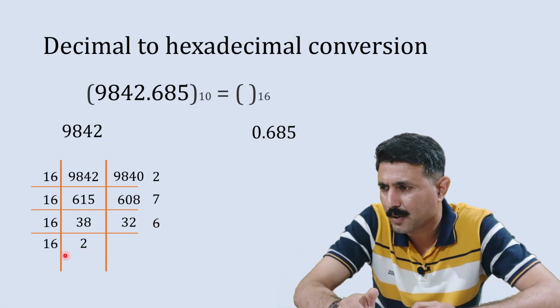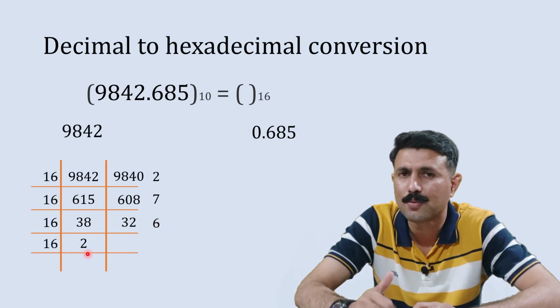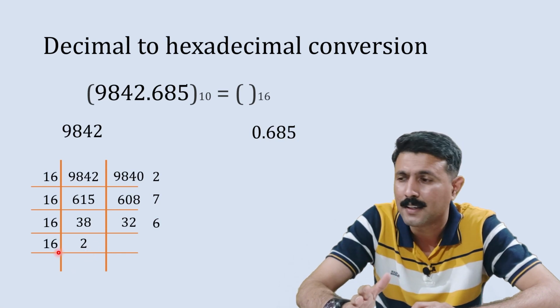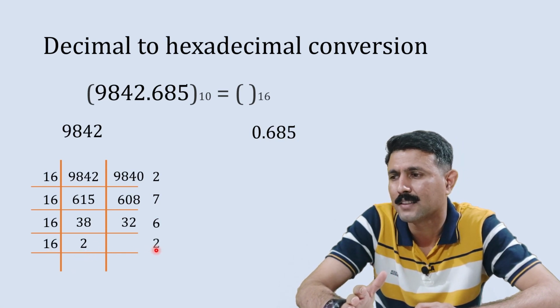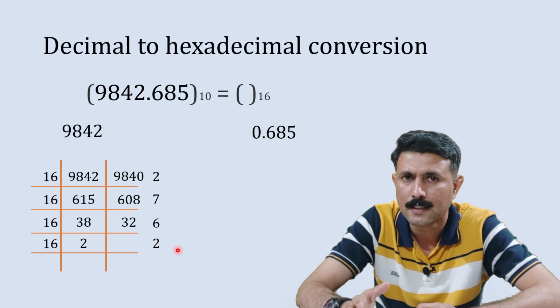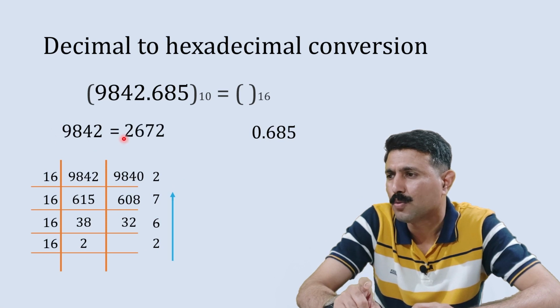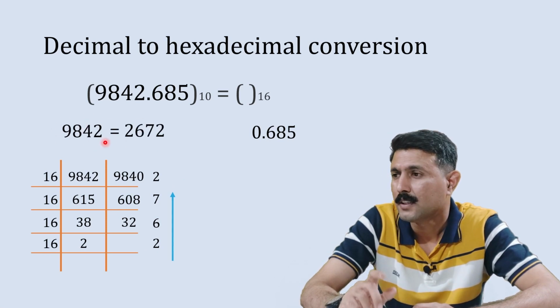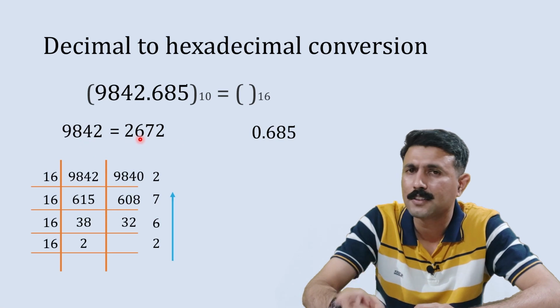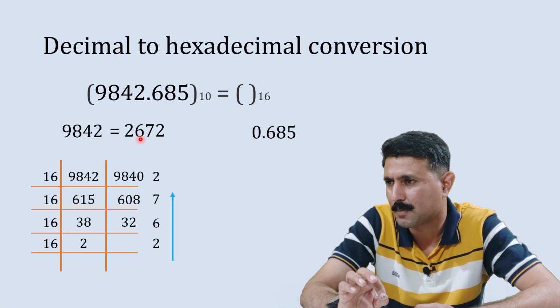If you further try to divide this 2 by 16, you cannot divide it by 16. So straight away you're supposed to write this 2 over here. So when you write it from bottom to top, that will be the hexadecimal equivalent to this decimal number. So that's how the integer part of a decimal number can be converted to a hexadecimal number.